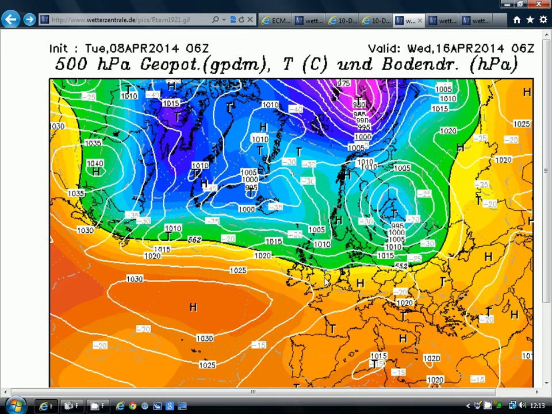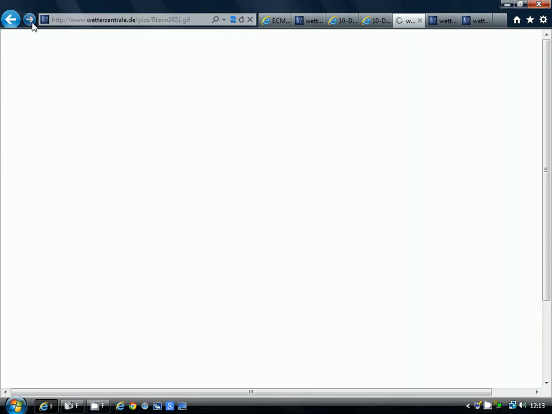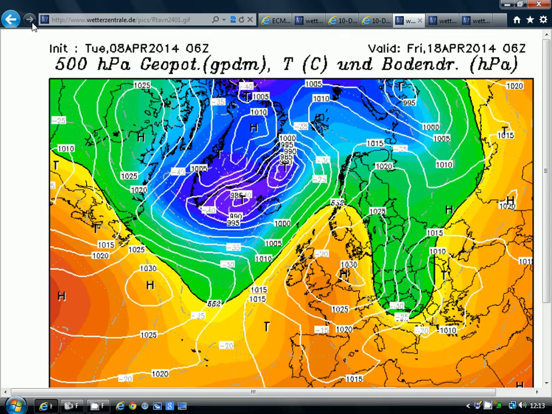This ridge of high pressure continues to push in across England and Wales, keeping it largely settled. As we get through to day 10, which is Friday the 18th, and that's Good Friday, by the way, the high pressure is building back in strongly there for Good Friday, so a very dry start to the Easter weekend, if that's right.